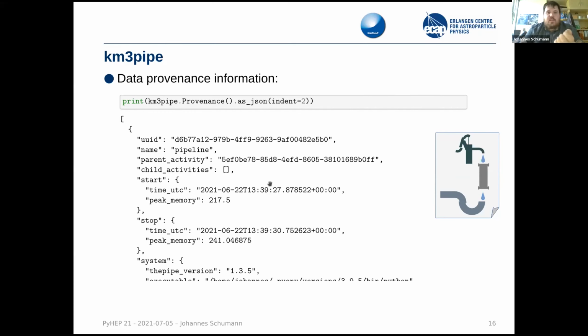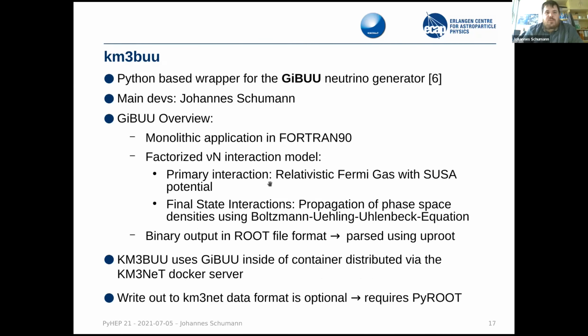This contains all versions of modules or packages you used, and this is then printed out here. You can access this in multiple formats. I selected JSON here, and now we come to a simulation package, which is called KM3BU. For simulating neutrino events, we use neutrino generators, and GiBUU is one of them.